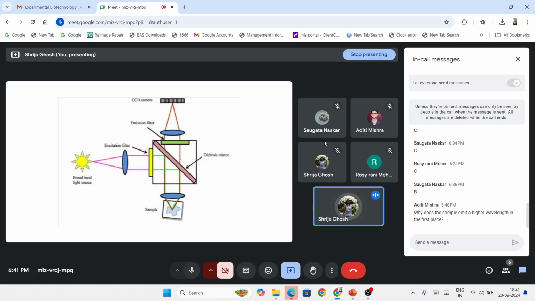Okay, so it is going to an excited state. Whatever initial wavelength we are giving, that wavelength is getting excited, it is reaching a higher value, and then it is emitted out of the sample. So that is what we see.